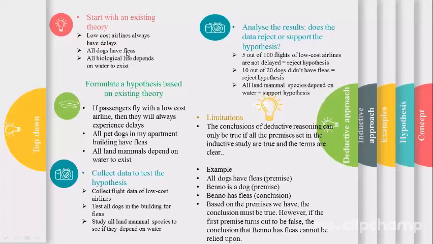If all dogs have fleas, then what will be the hypothesis? That all pet dogs will also have fleas, because since all dogs have fleas, the hypothesis will be all pet dogs will also have fleas. Then how will the data be collected? We will have to test all the dogs in the buildings to see whether or not they have fleas. For example, if 20 dogs are tested and they did not have fleas, then we will reject the hypothesis.